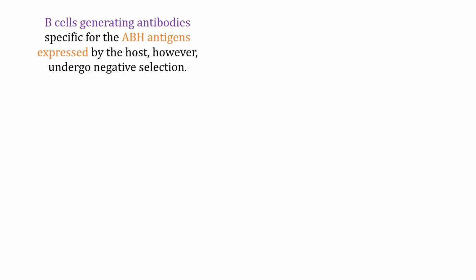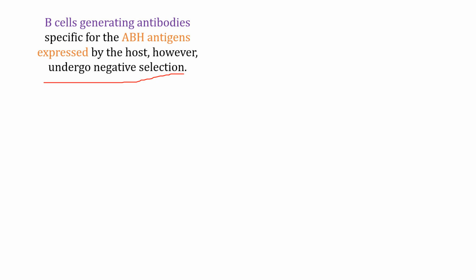Now, B cells that are specific for the ABH antigen expressed by the host undergo negative selection. This is how negative selection works. Suppose a type A individual is transfused with blood containing type B cells. A transfusion reaction occurs in which the pre-existing anti-B antibody binds to the B blood cells and mediates their destruction by means of complement-mediated lysis.